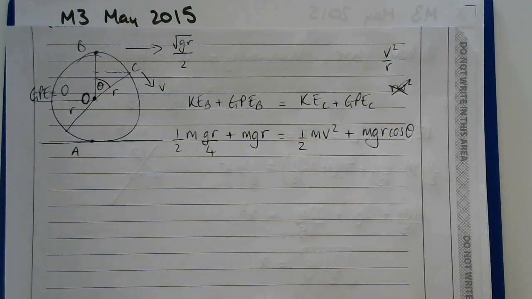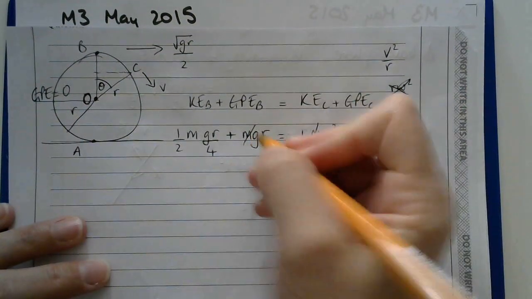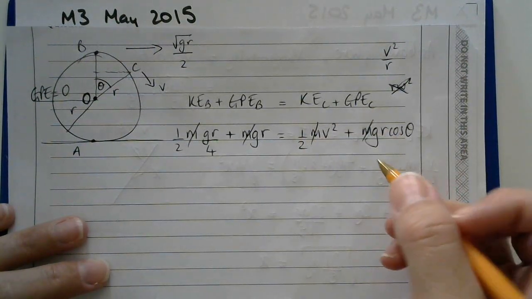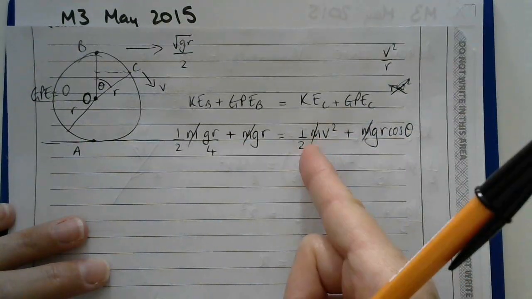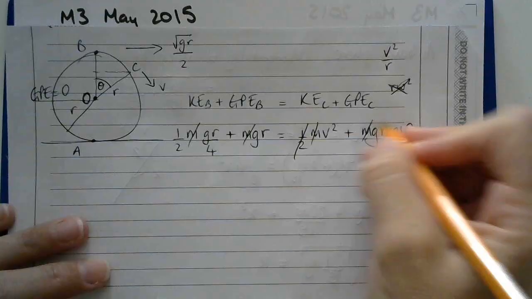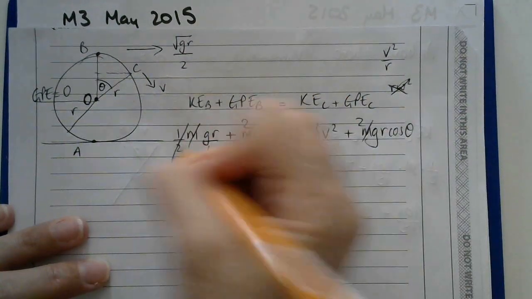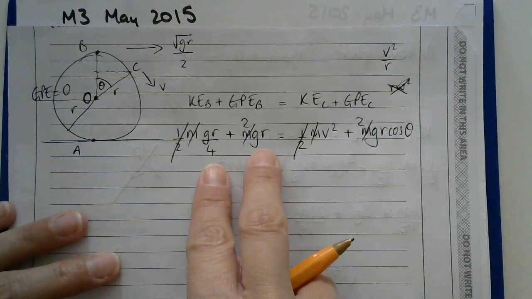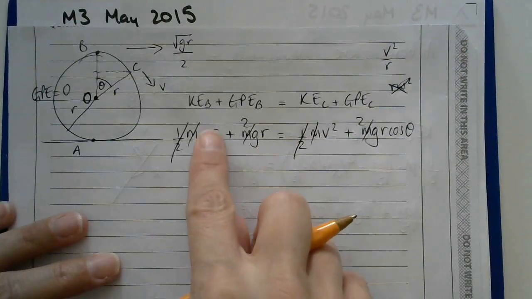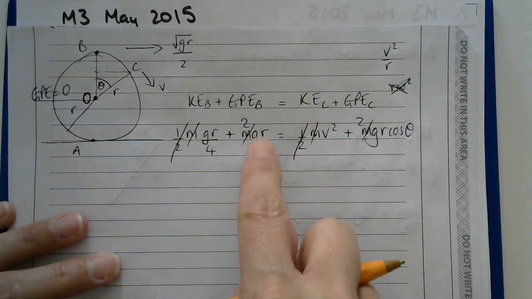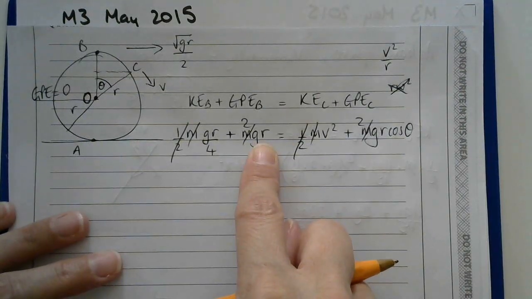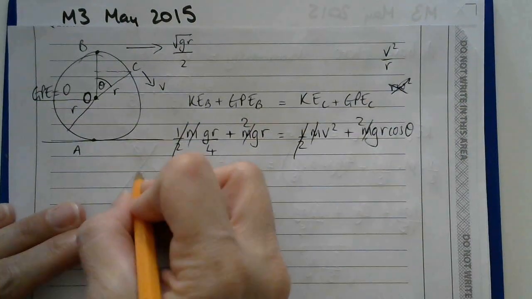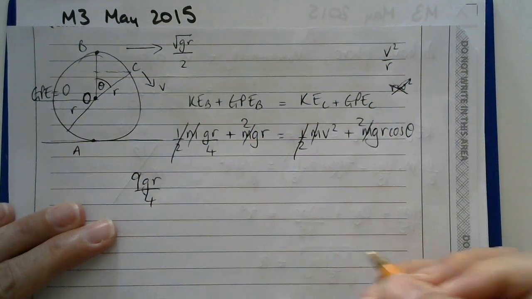Okay, I can see that I have m's all over the place, so I can divide through by m. I could multiply everything by 2, and that will get rid of this so that I can make v squared the subject. So double, double, double, double. And now I'll tidy this up a bit. So here I've got a quarter of gr plus 2 lots of gr. Well, 2 lots of gr is 8 quarters. So here I've got 8 quarters gr plus 1 more quarter of gr. So I've got 9gr over 4.